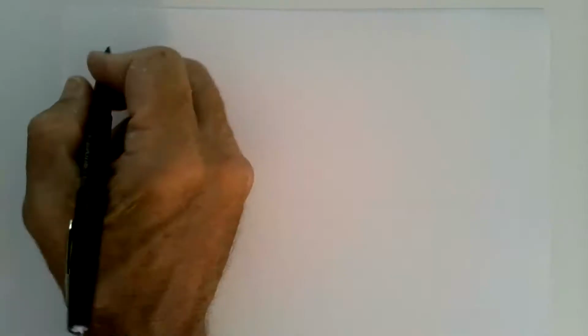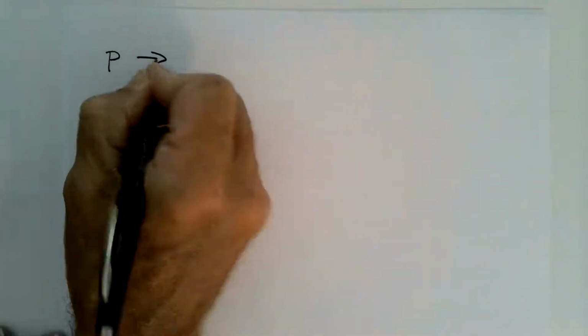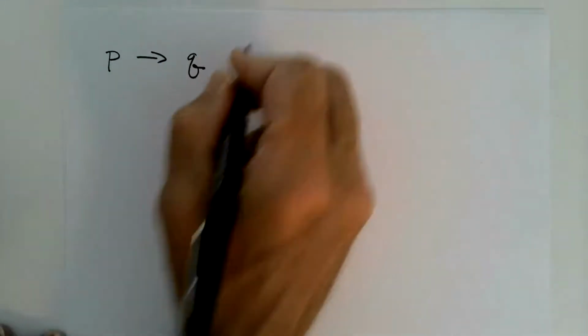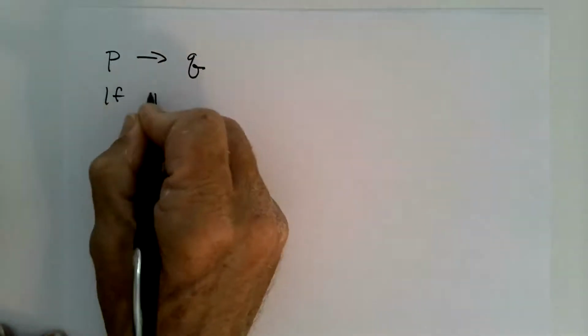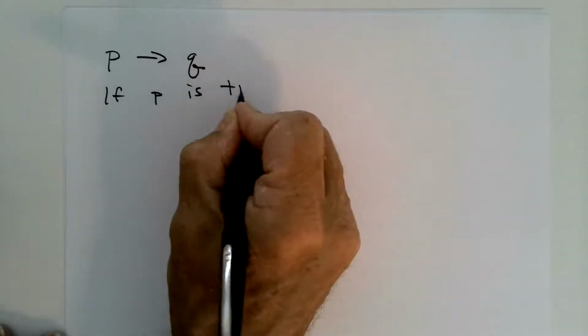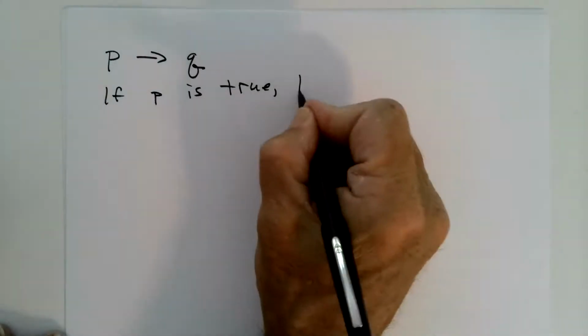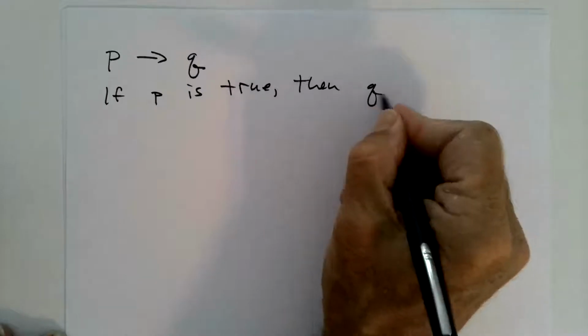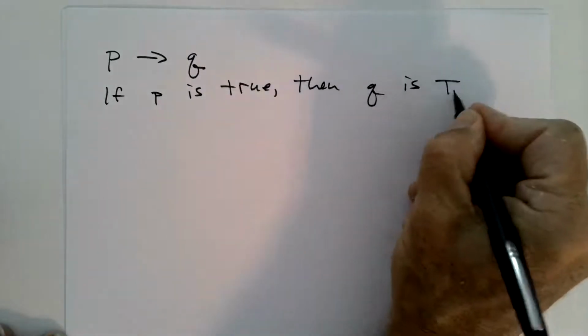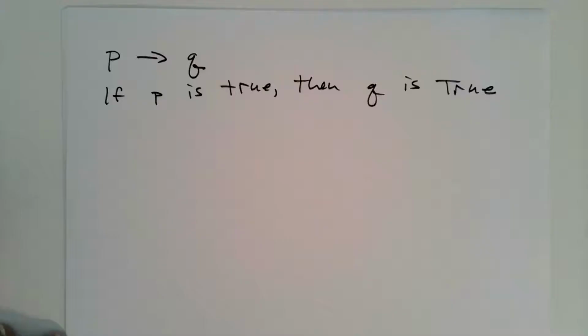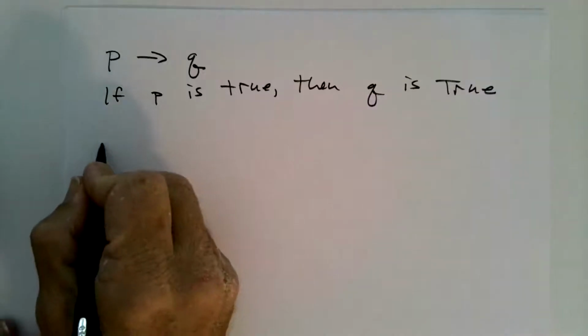So P implies Q means if P is true, then Q must be true. So what does that look like?